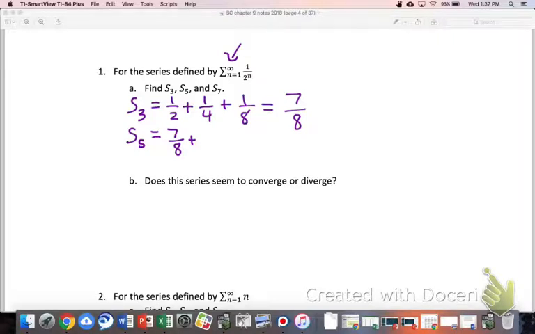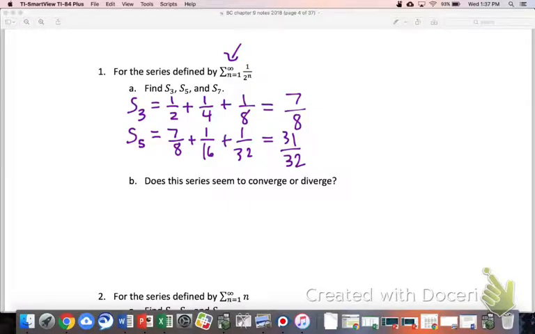When you plug in a 4, don't you get 1/16? Then you plug in a 5, you get 1/32. So what is this? You get 31/32nds? Yep. Okay. It looks like we're heading towards 1.